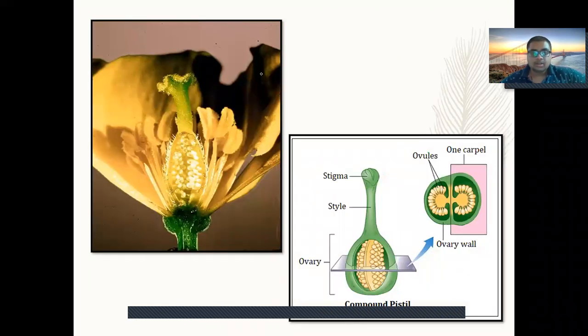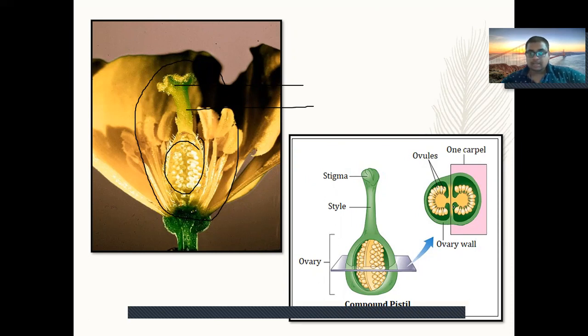So you can see a picture of the gynoecium. This whole structure over here is the gynoecium. Here is your stigma, here is your style, and here is the ovary. You can see here stigma, style, and ovary. And this is the cross section of the ovary.